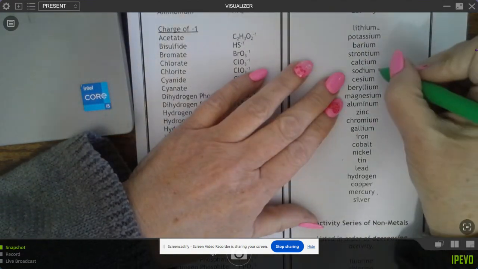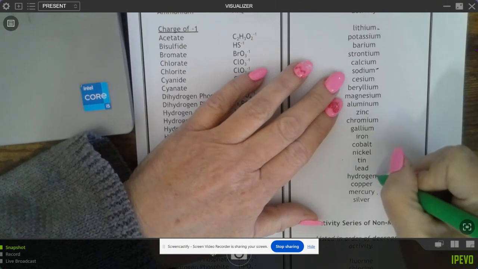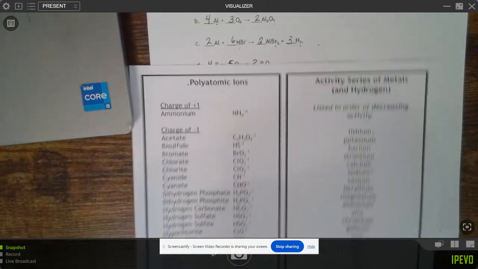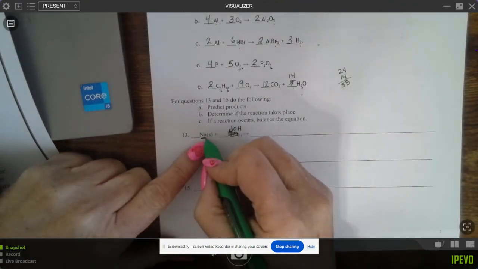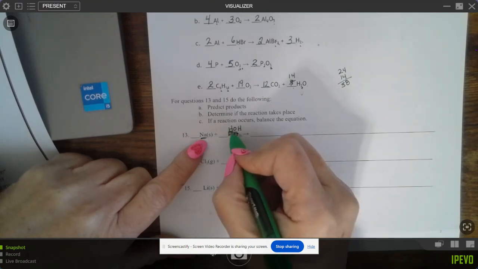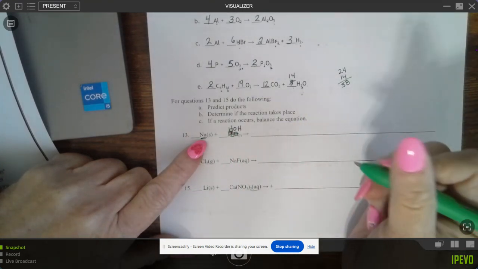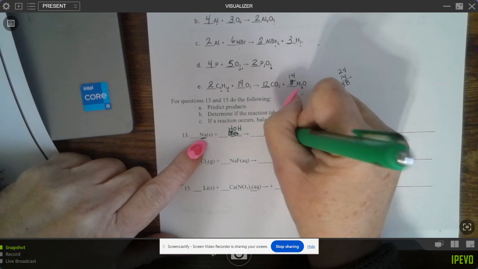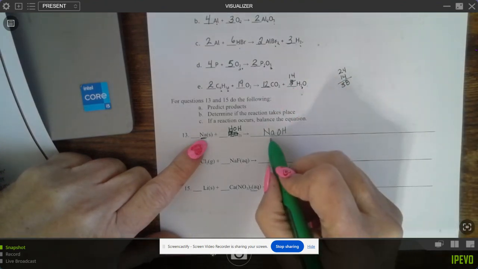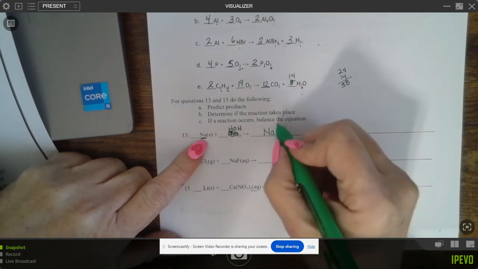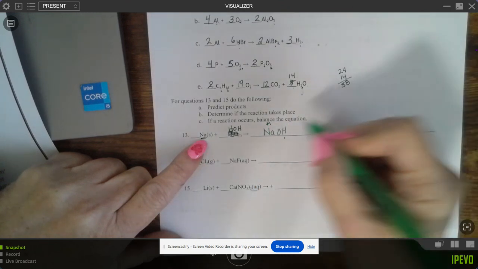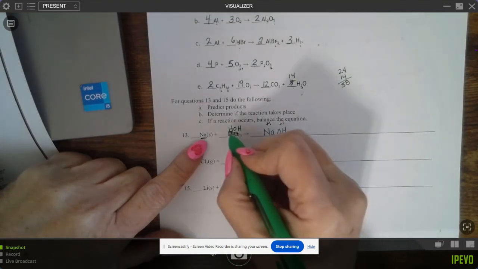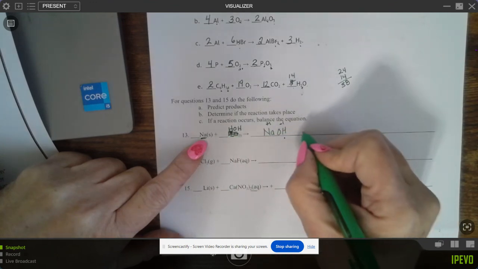Sodium is here. Hydrogen is all the way down here. So sodium is going to end up in the compound. What that means is sodium is going to take this first hydrogen's place. Excuse me. So we end up with NaOH. We've got to look at charges. Sodium is +1. The hydroxide ion is -1. So this is just NaOH. And then the first hydrogen gets kicked out.